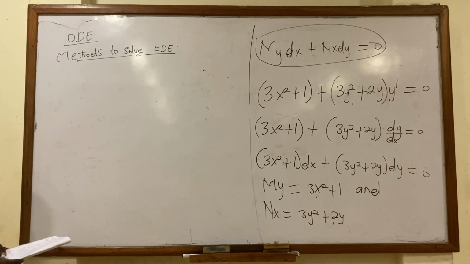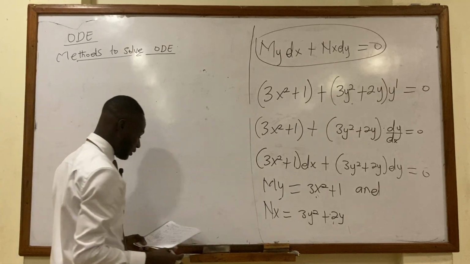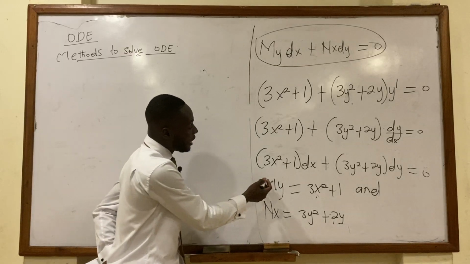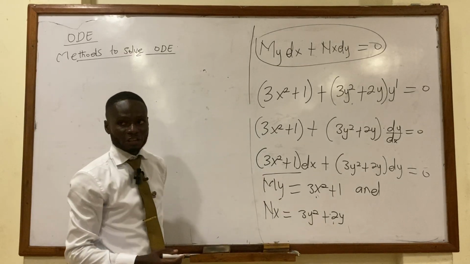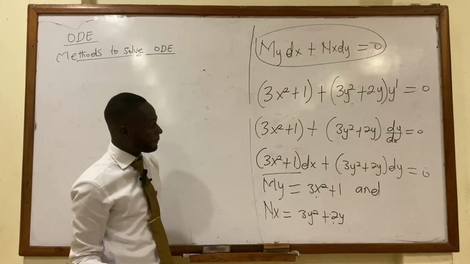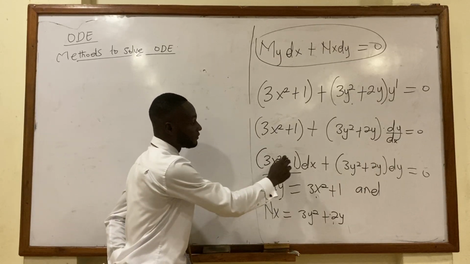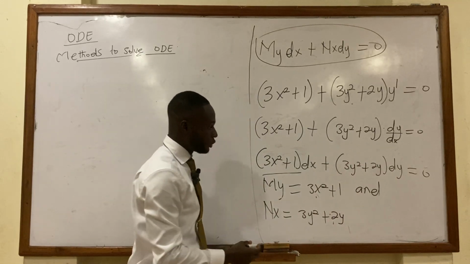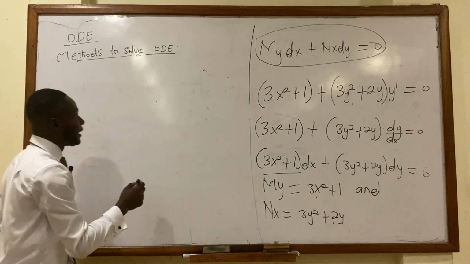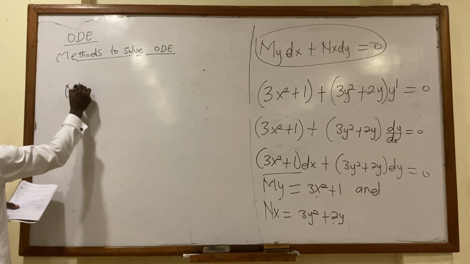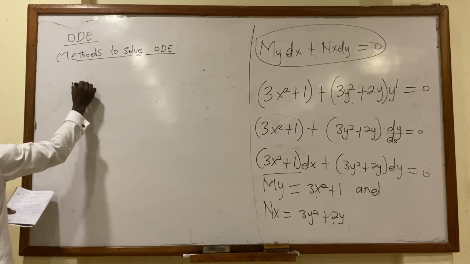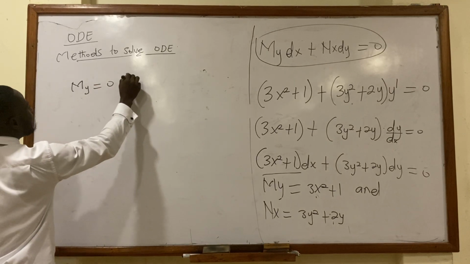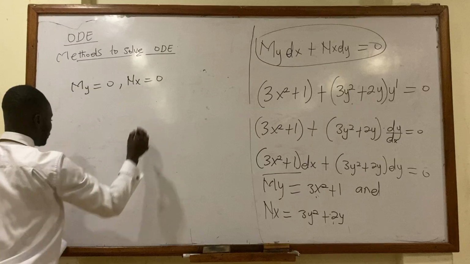All right, in this function as well. So now, when we take the partial derivative of this function with respect to y, we are going to have 0 here, and then when we take the partial derivative of this function, we are also going to have 0. We can say that My is equal to 0, and then Nx is equal to 0.